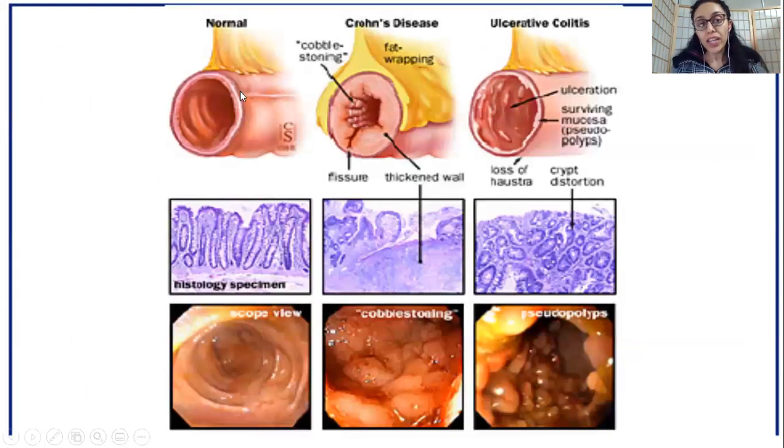Okay, so now guys, this is the normal intestinal tract. This is the normal brush border, our normal brush border which we have. There is no villus atrophy taking place.